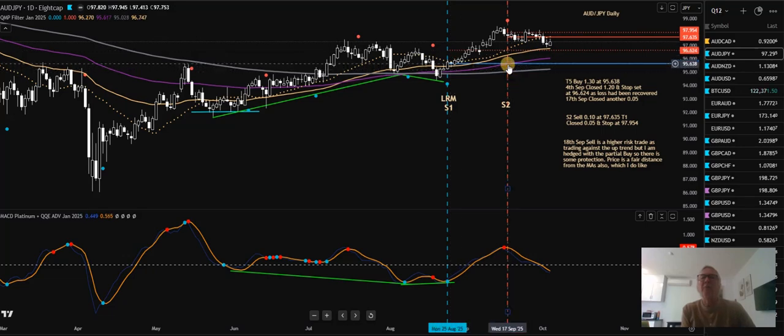Took a sell here. This is a high risk trade against the trend. You can read about why I took the trade there. I've been in it for a little while now. It's eventually come down, and the MACD Platinum went through the zero level, not much on offer there, so I closed half and put a stop in place so I can't lose on the sell.